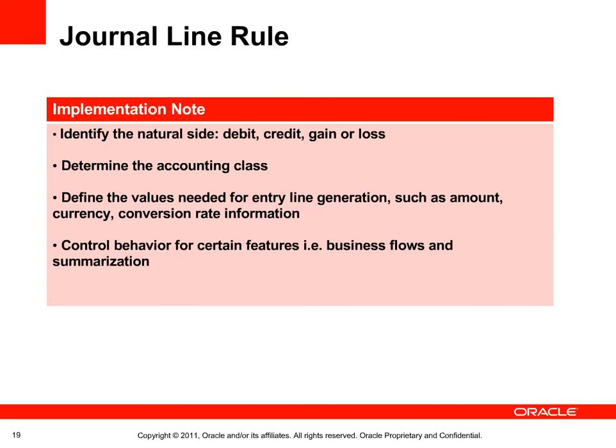The journal line rule determines how each debit and credit entry will be created. It defines the accounting class, the side as debit, credit, or gain/loss, the sources that will drive the values on the entry, such as amount, and other advanced setup features such as business flows and summarization options. You can add a condition for a journal line rule to determine under which conditions the rule will create a line.